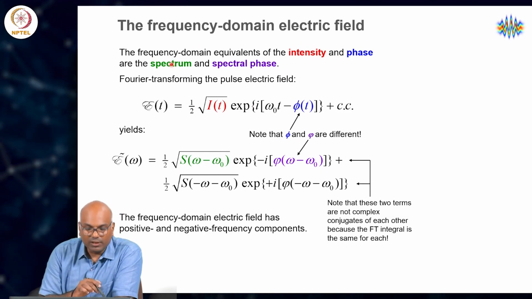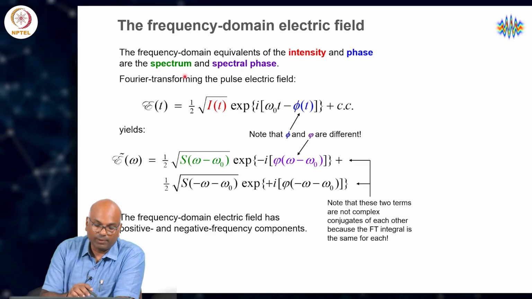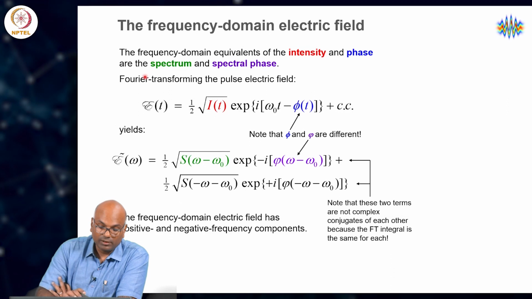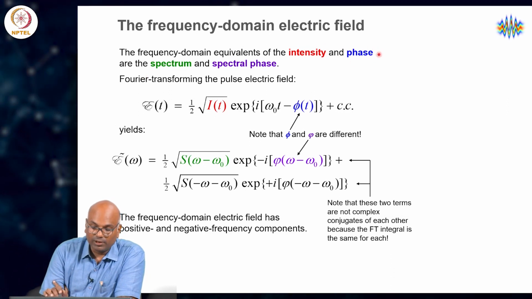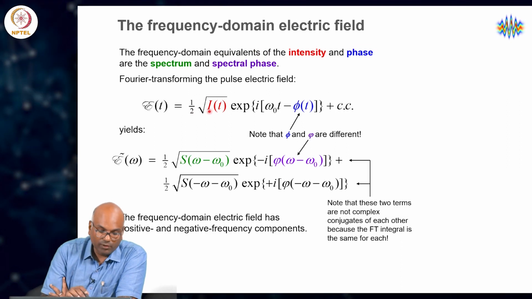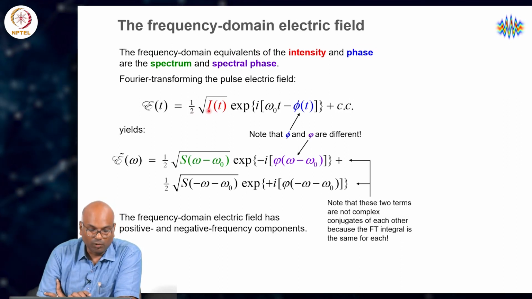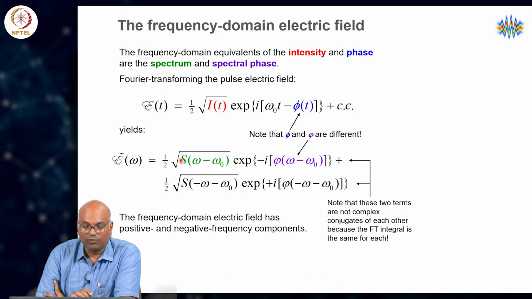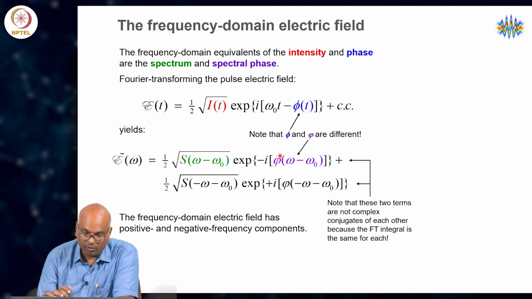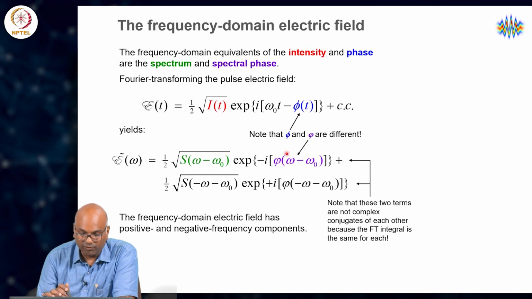So we could call this the spectral amplitude function, or actually we should call it the spectral intensity function. And corresponding to this temporal phase, we have a spectral phase. So I of t has a counterpart in the spectral domain, which is S of omega, and phi of t from the time domain has a counterpart in the spectral domain, which is phi of omega, right?